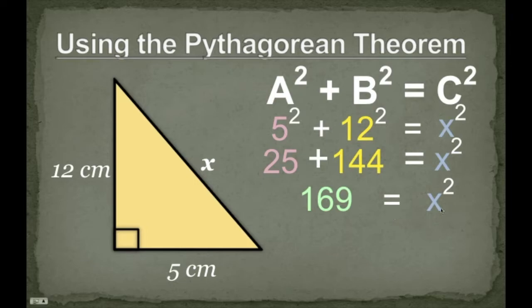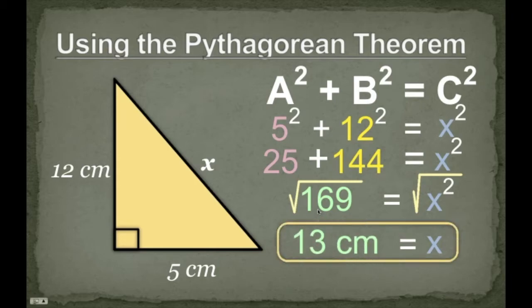Well, in order to cancel out a square, and that's how we do it, we find the square root of both sides. The square root and a square cancel out, and that leaves me with x by itself, which is what I want. And the square root of 169 is 13. So my answer is x equals 13 centimeters.